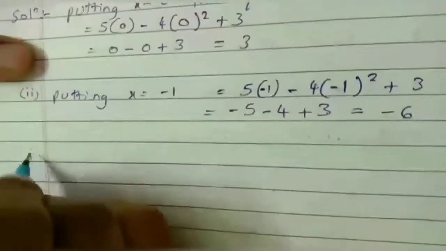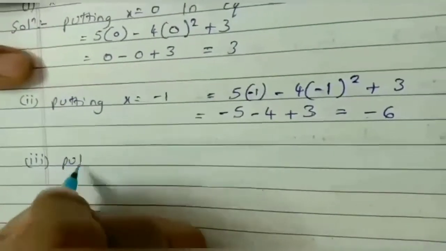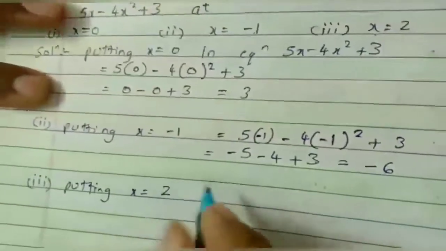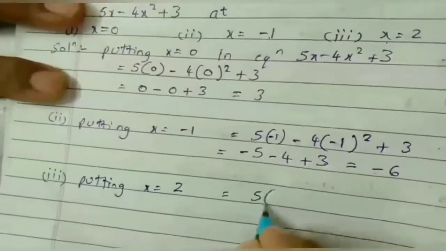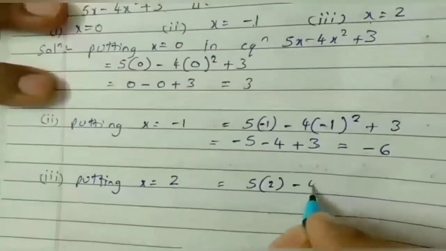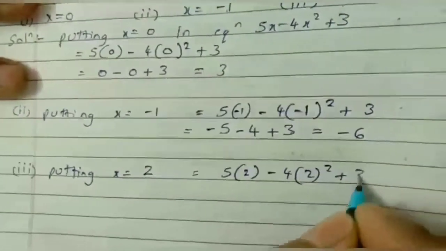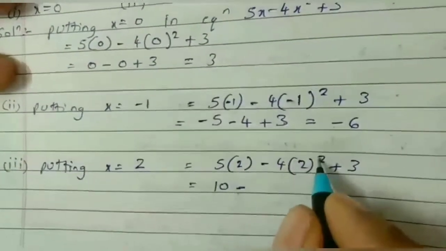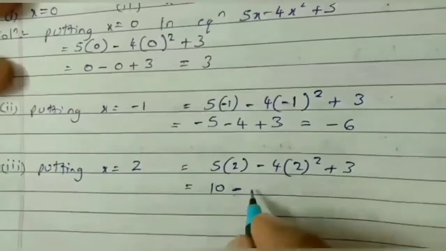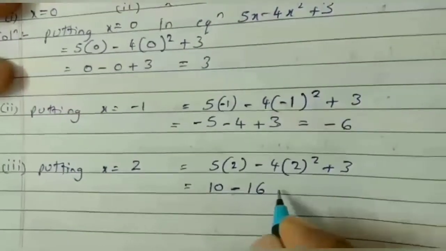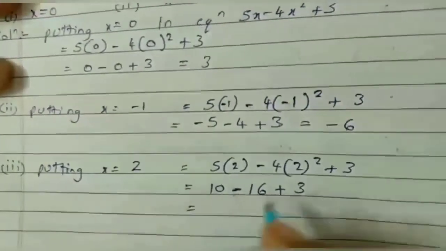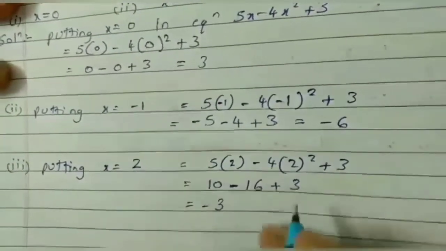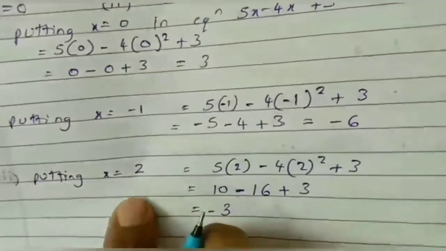Now the third one, putting x equal to 2, we'll get 5 into 2 minus 4 into 2 square plus 3. So 5 into 2 is 10, 2 square is 4, 4 into 4 is 16, and plus 3. So 10 plus 3 is 13, 13 minus 16 is minus 3. So the answer of this is minus 3.